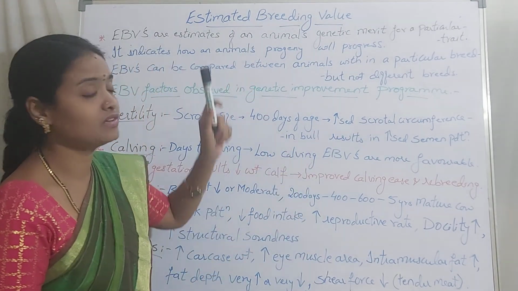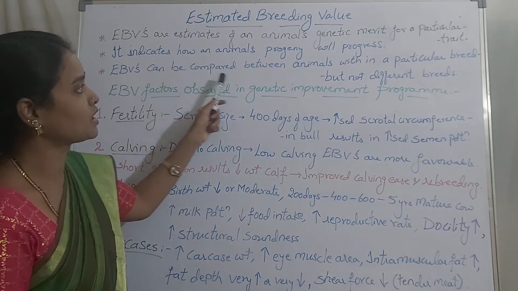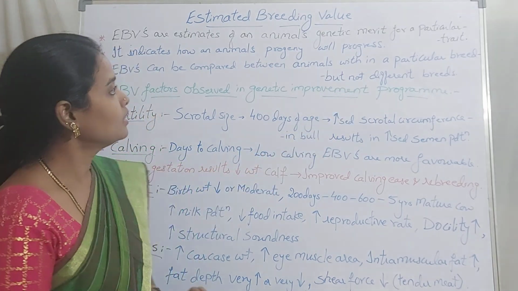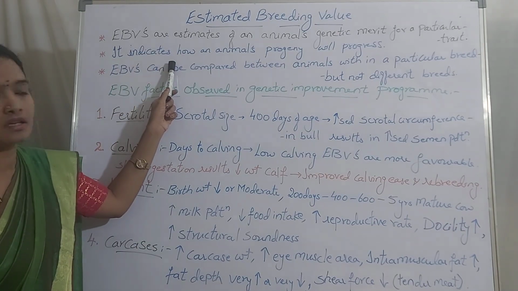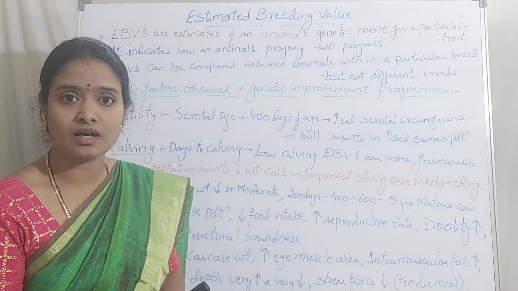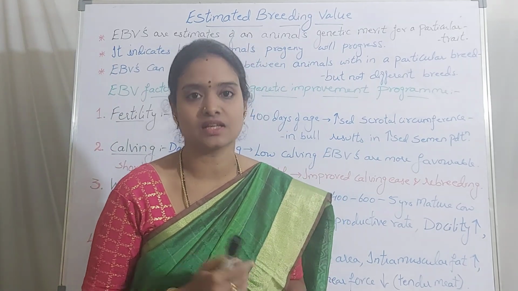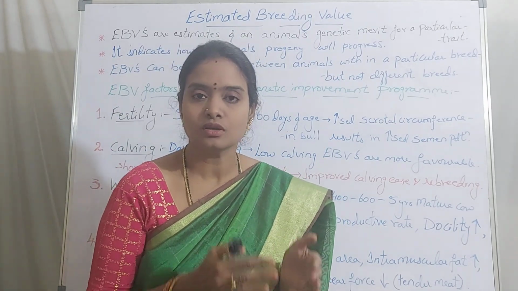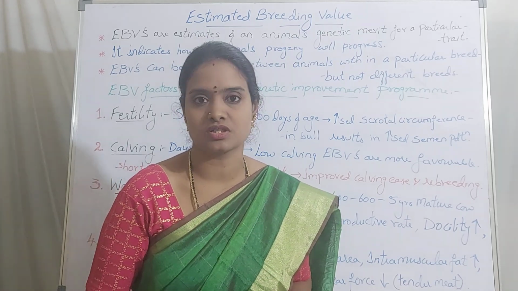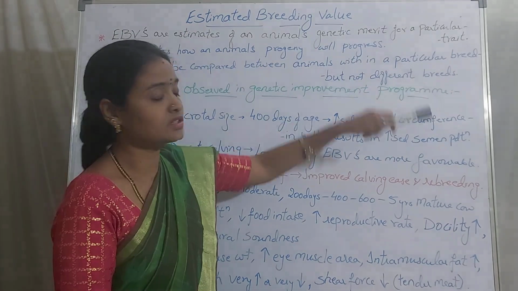So mainly EBV is not done between the different breeds, right? EBV must always be compared between the similar or the particular breeds but not the different breeds. Then it indicates how it will progress in the further generations. So in last class we have discussed that the livestock, whatever you have developed, it must retain the characters for decades. It is not for the single generation. You want to modify or develop your livestock so that it performs better in further generations also. So here progeny will progress in further generations.